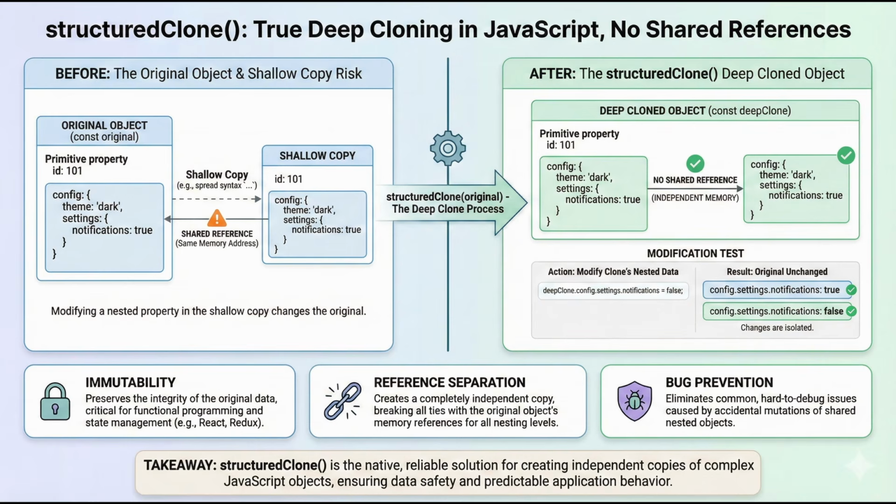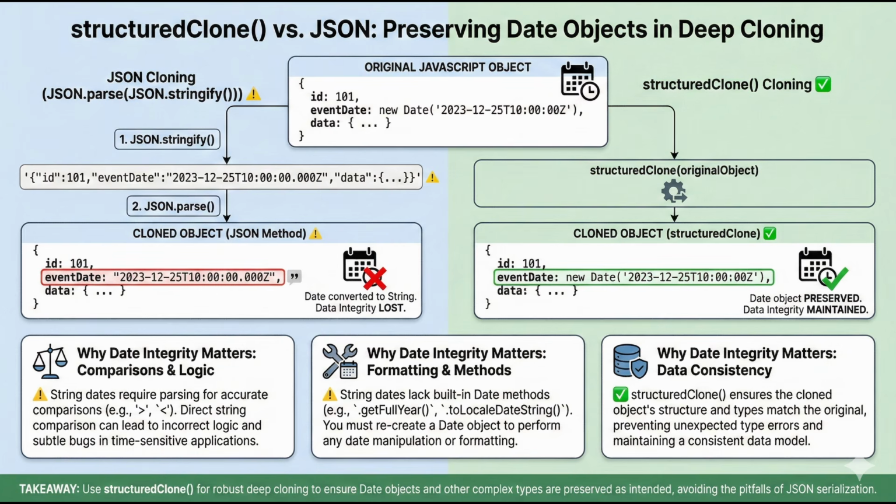Now here's the part that surprises a lot of people. If your object contains a date, structuredClone keeps it as a date. When you check the cloned value, it's still an instance of date, not a string. That's something JSON could never do. The same goes for maps. If you clone a map using structuredClone, you still get a map on the other side, with all the keys and values preserved exactly as expected.